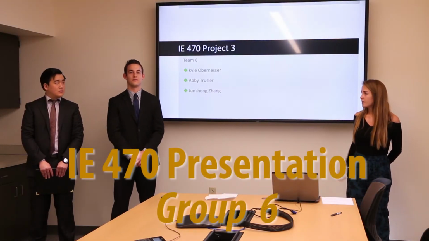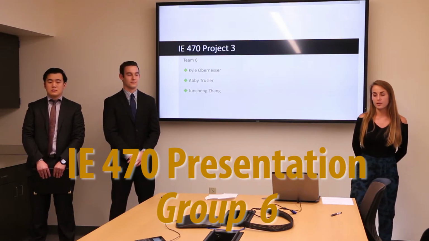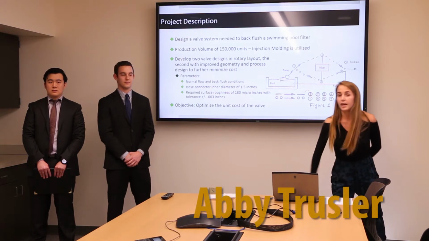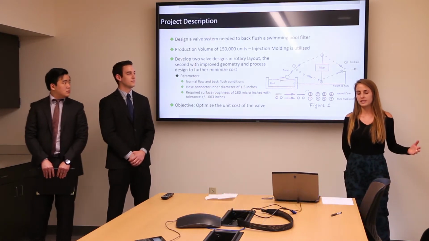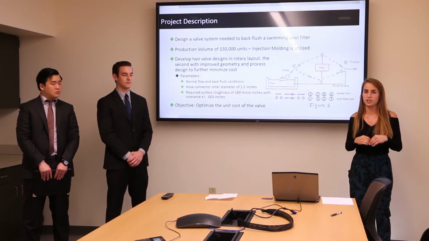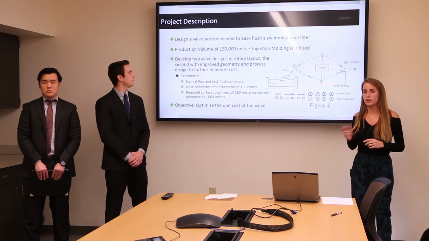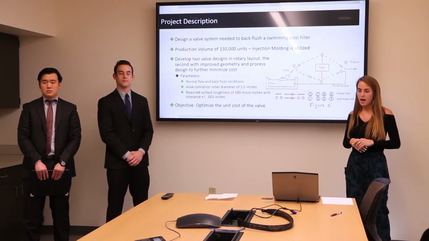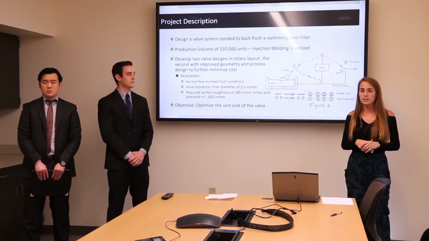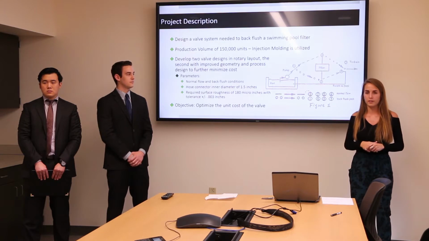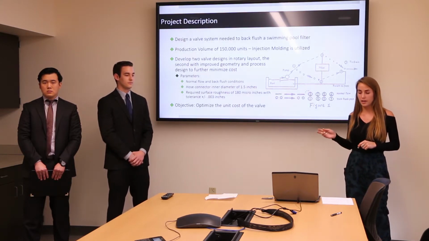I'm Abby. This is Kyle and Jung Chang, and today we're going to be talking about our Project 3 for the course IE470. To give some background of the project and the project description, we were tasked with designing a system to backflush a swimming pool filter. So what that means is we need to produce 150,000 units of this valve with injection molding. We were tasked with developing two designs, the second one improving upon the first, both in geometry and process plan, in order to further minimize cost.